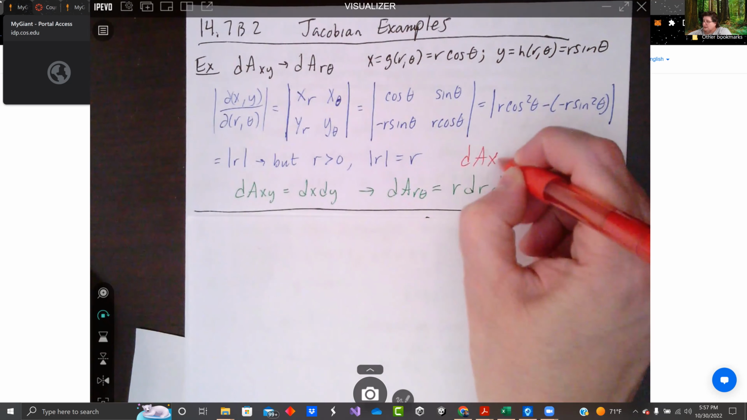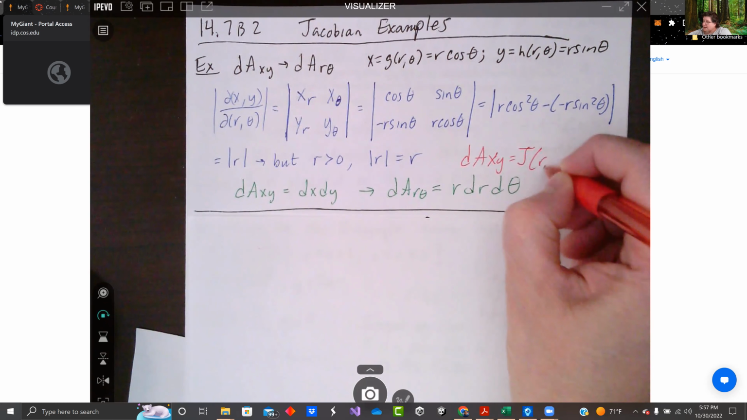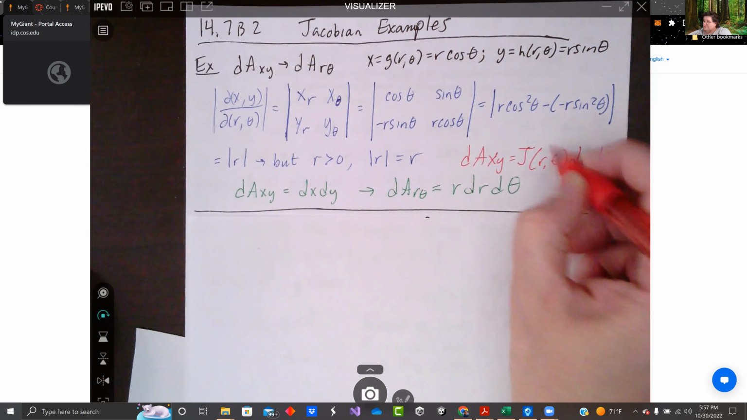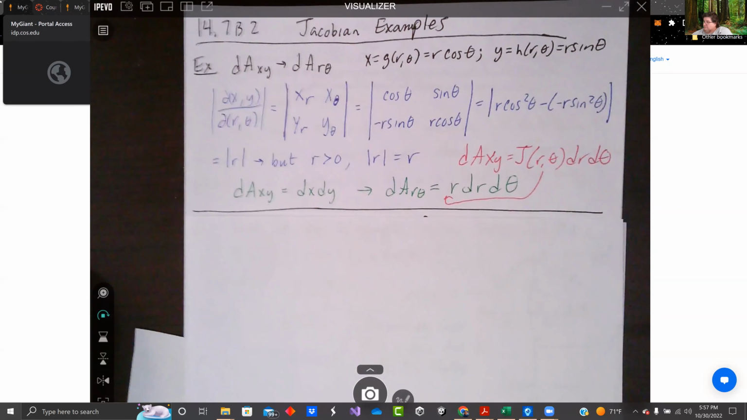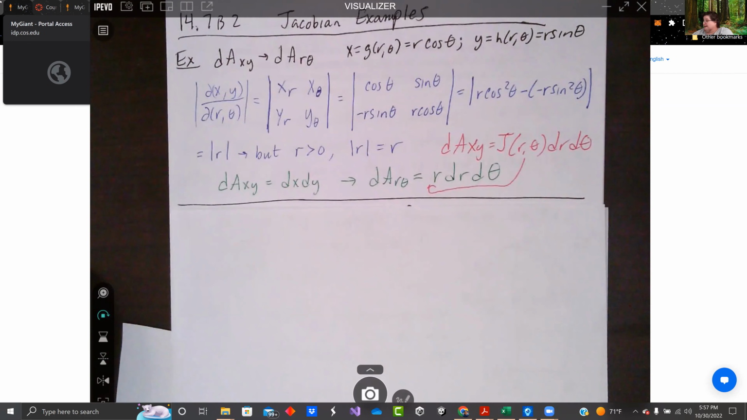dA in xy goes to the Jacobian under r and theta, dr d theta. And the Jacobian gave us our r. Okay, that's just one we know already. So r dr d theta.